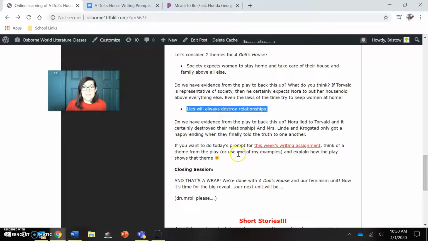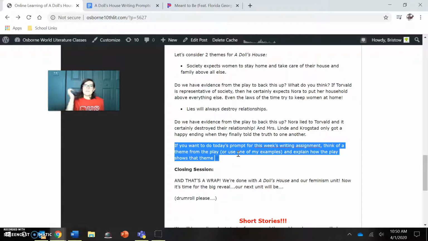If you want to do today's prompt for this week's writing assignment, just think of a theme from the play or use one of my examples, and you've got to explain how the play shows that theme. Remember, you've got to back up what you're saying.